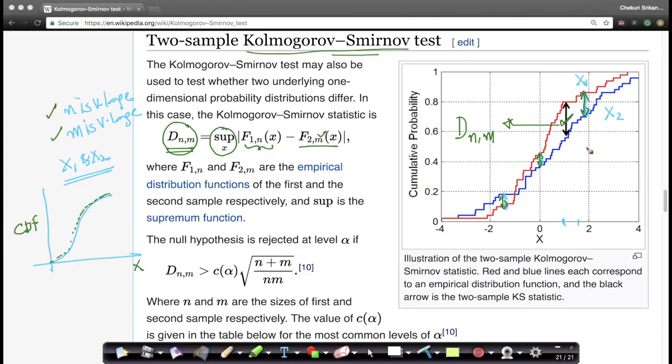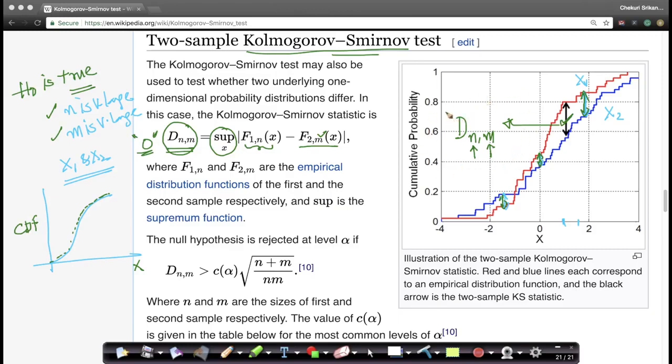And what is a test statistic? It is nothing but the gap between the CDFs of random variable x1 and random variable x2. Ideally, if your n is very large, as I was referring to earlier, and your m is very large, and x1 and x2 came from the same distribution, your D would be zero. So if your null hypothesis is true, what does that mean here? It means that x1 and x2 come from the same distribution. If n and m are large, then your test statistic would be zero. But if your null hypothesis is false, which means x1 and x2 do not come from the same distribution, then D will be greater than zero.